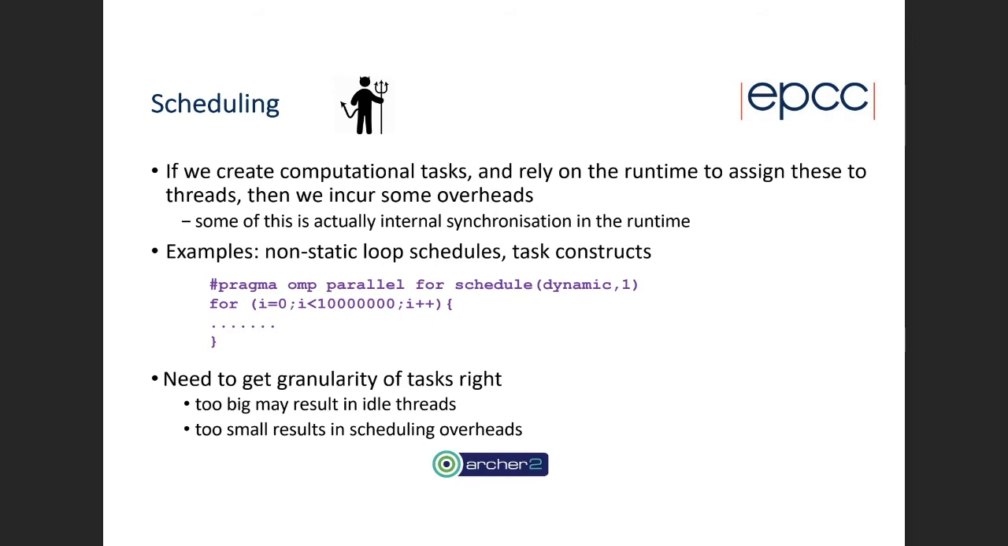So the natural granularity that appears in your program may be too small. The algorithm that you're implementing may have a very natural choice of what constitutes an independent task. But if that's too small and there are too many of them, then you're going to run into too many scheduling overheads. So you have to think about how to group those natural tasks together into larger pieces of computation, and that's actually what you turn into OpenMP tasks.